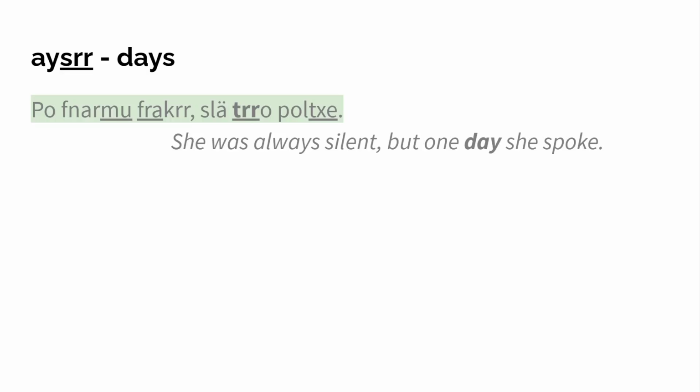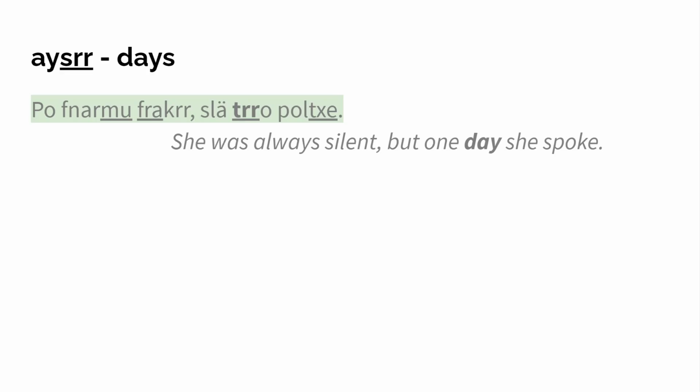So let's look at the word tr in use. Po fnarmu frakr, sletrro polte. She was always silent, but one day she spoke. Here we see something interesting. Before we had the o on time words to mean a time duration. So 4 or 5 years, 4 or 5 months. But here we use it in a different way. Here we say that one specific day, like this one day, she spoke. One day she spoke. So what's the matter here?